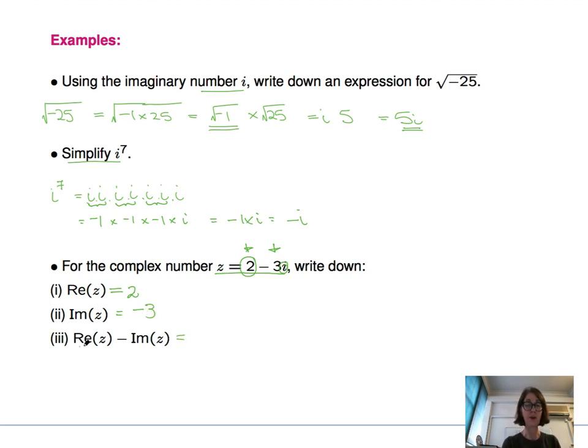And then if I take the real part of z minus the imaginary part of z, then I just get the number 5. Now, before we move on, I'd just like to point out that these things, the imaginary part of z and the real part of z, are actually functions. And they're functions because, well, what do I input into them? I input a z, so I input an element of the complex numbers. And what do I get out of the functions? I get a real number.